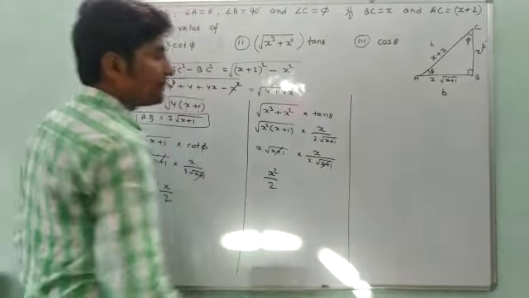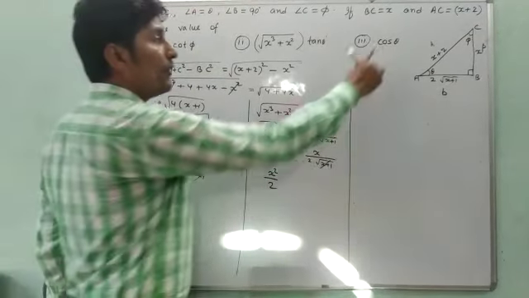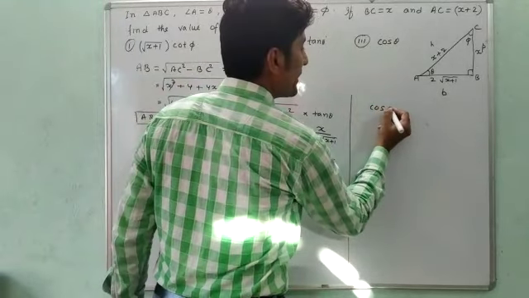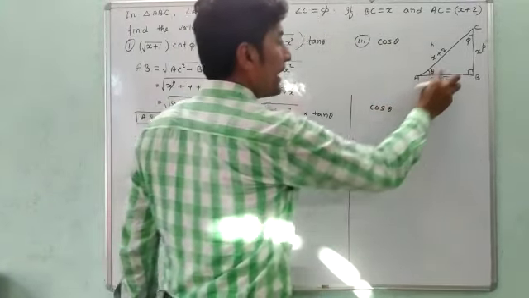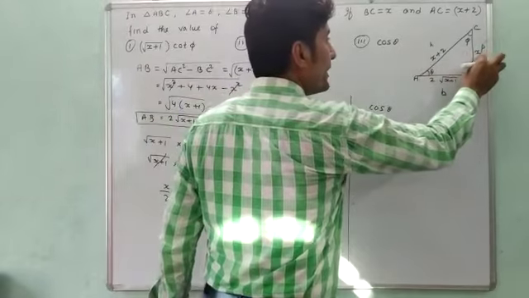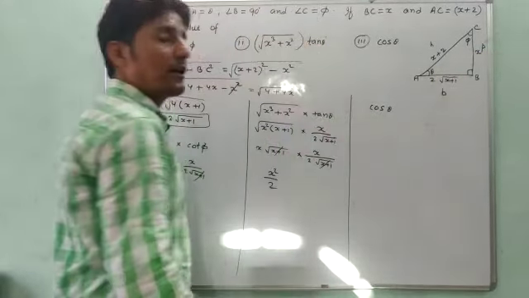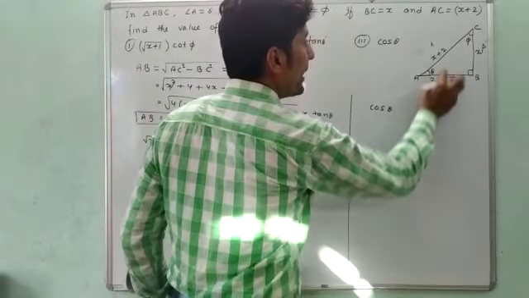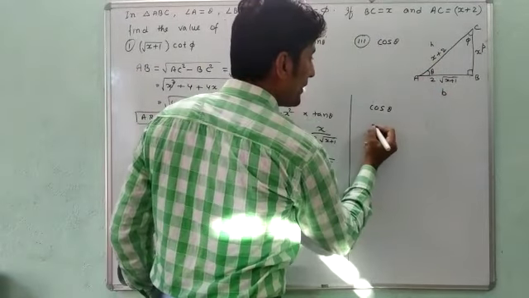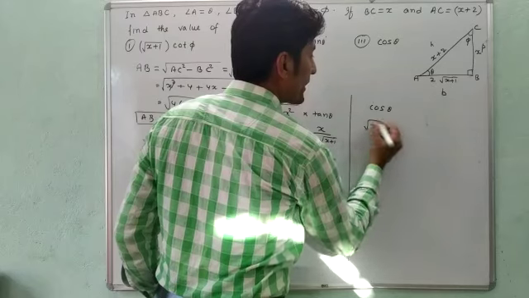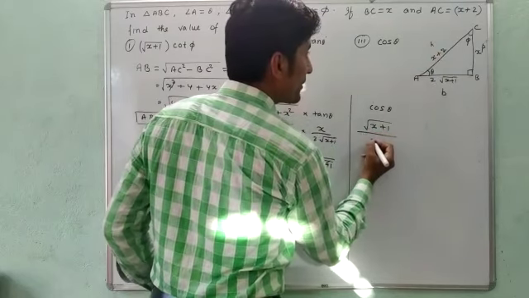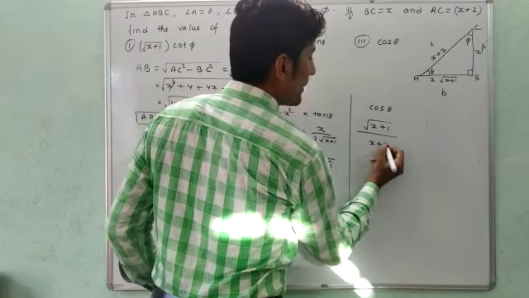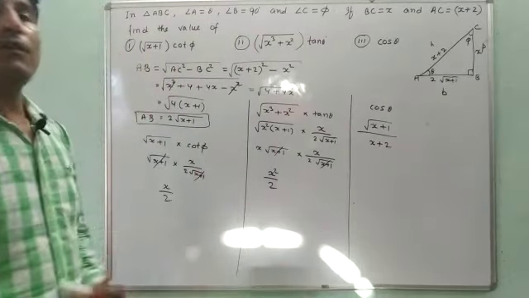Now the third question, we have to find the value of cos theta. This time theta is at point A, so the value of p will be x and b will be 2 under root x plus 1. As we know, cos theta equals b upon h. The value of b is given, under root x plus 1, and the value of h is given, x plus 2. So this is the value of cos theta.